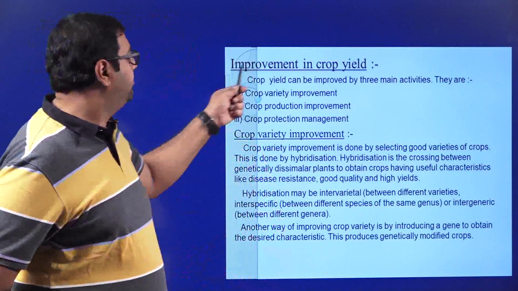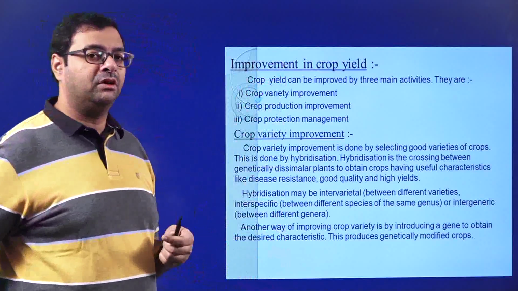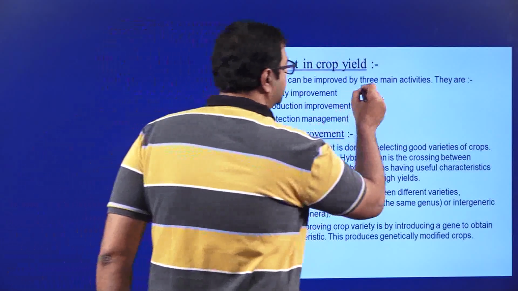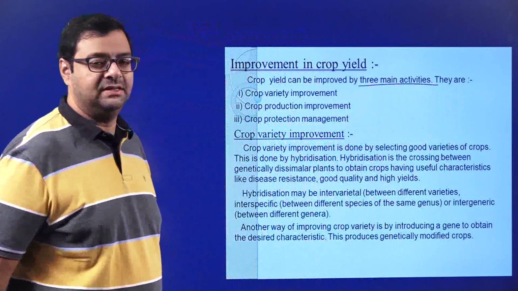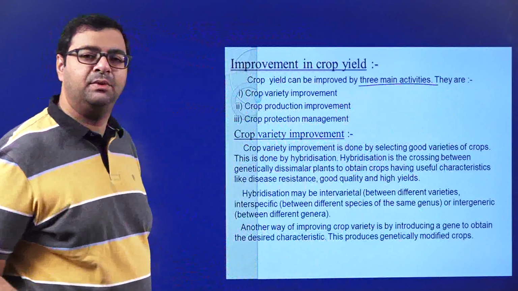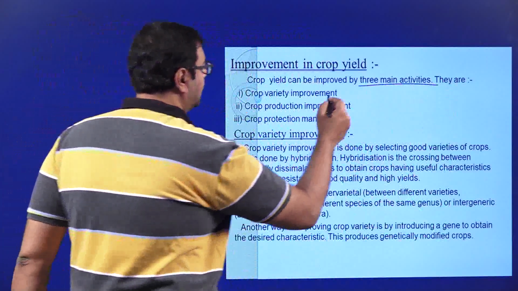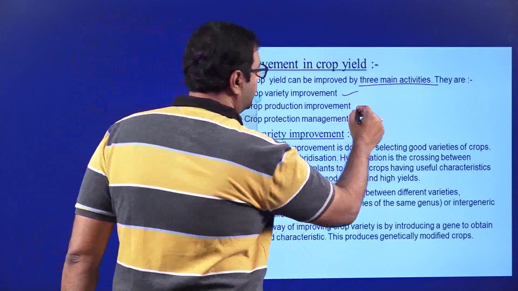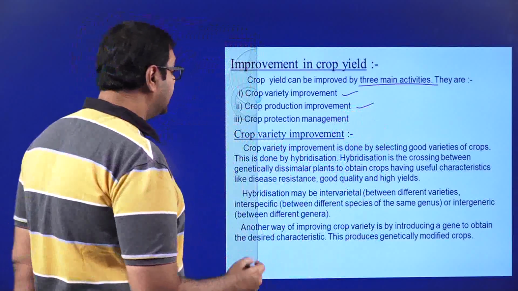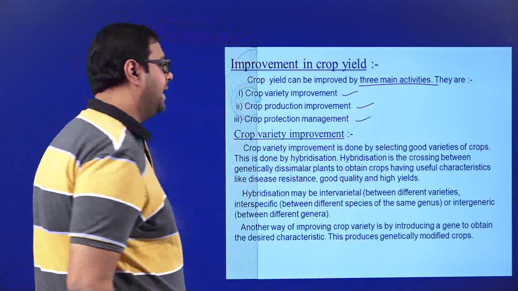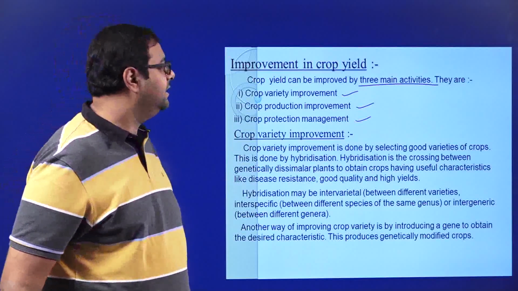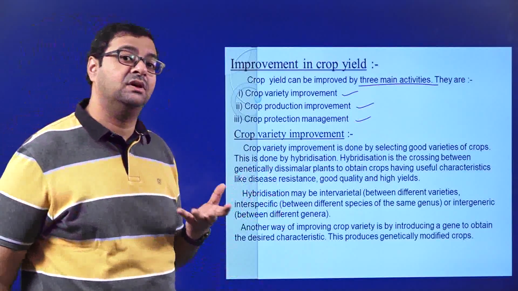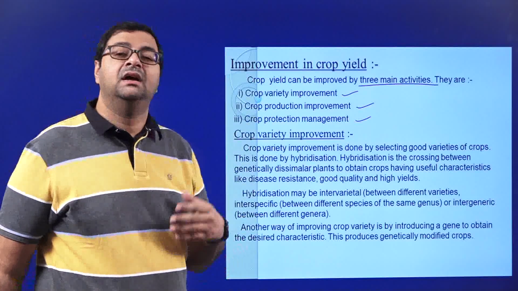Now, improvement in crop yield. If we have to improve the crop yield, we have to do three main activities. What are those three main activities? We'll look at them one by one. First is crop variety improvement, the second is crop production improvement, and the third is crop protection management. These are the three main activities that a farmer or a scientist has to consider when trying to improve the crop yield.